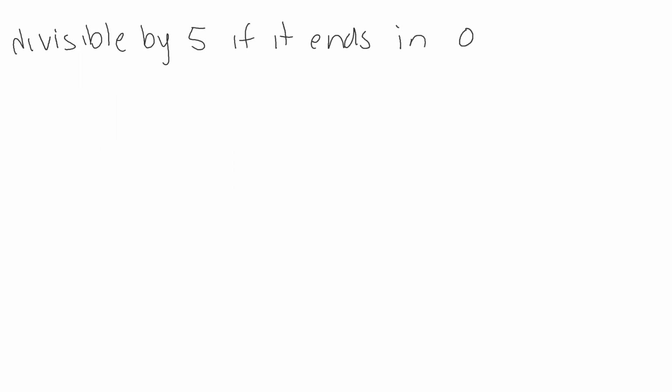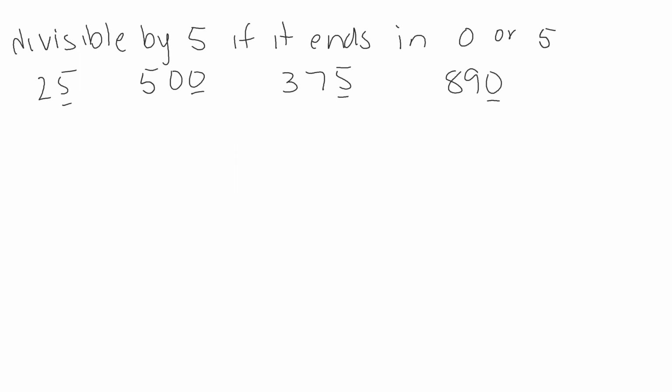A number is divisible by 5 if it ends in 0 or 5. All right, so 25, 500, 375, 890. All of those have a last digit of either 5 or 0. That would indicate they are divisible by 5.